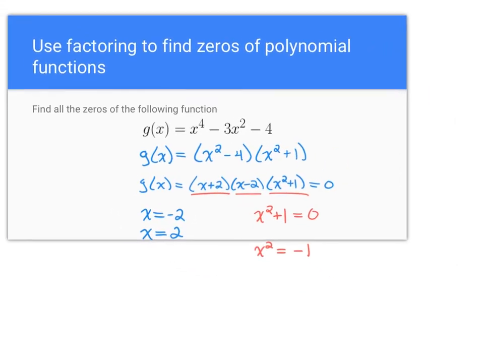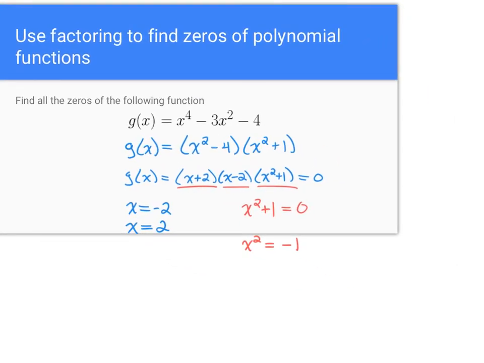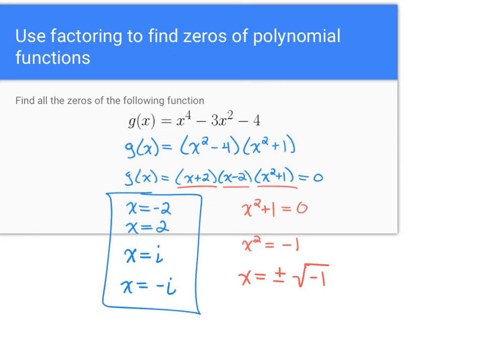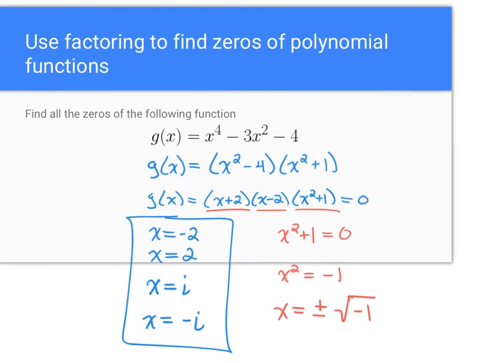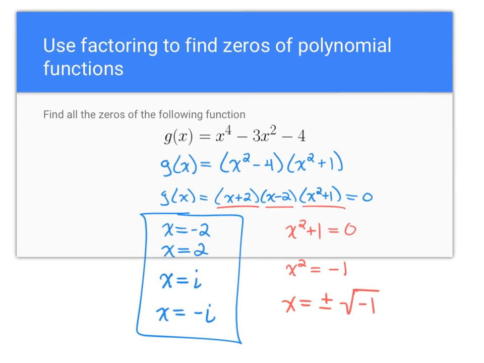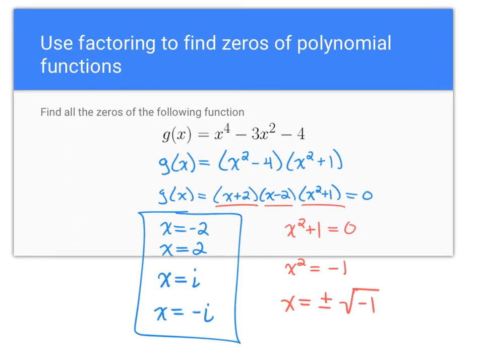When you take a square root to solve an equation, what do you have to do? Square root both sides and include a plus or minus, which means x could be I or x could be negative I. You could say plus or minus I, that's the same thing as I or negative I.